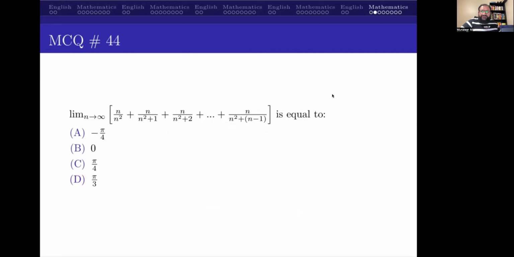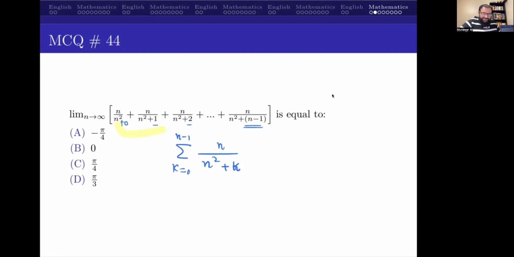MCQ number 44 is a bit tricky because here we have to evaluate the exact value of this sum. So first of all, what am I doing? I'm going to evaluate this sum. This sum can be written as n divided by n square plus something, and I'm writing that value to be k. Let's say that value is 0 here, then 1 here, then 2 here, then all the way up to n minus 1. So k runs from 0 to n minus 1.